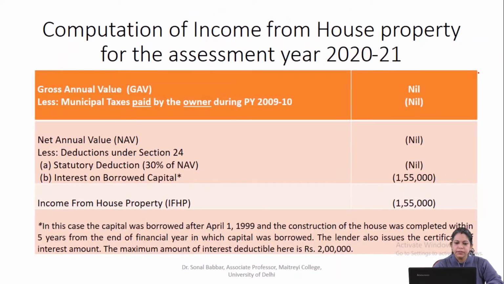So let us see here how the computation has been shown. GAV is nil, municipal tax is nil, since we write NAV nil, so as a result these 2 figures would be taken as nil. Statutory deduction nil, and the interest on borrowed capital is the lower of the 2, that is 1,55,000 or 2 lakh. And thus income from house property is minus 1,55,000.